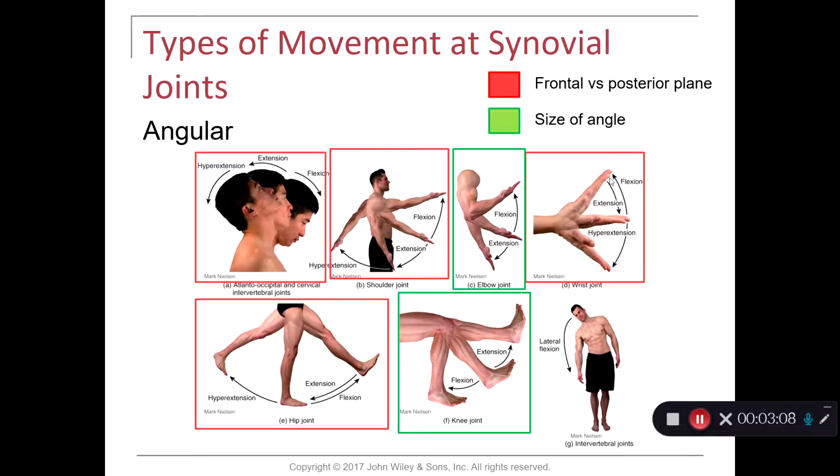Now, what do I mean by the size of the angle for these two in the green box, the elbow joint and the knee joint? Well, if you are decreasing the angle of your knee or your arm, then you are flexing. Just like your biceps. You say, hey, show me the gun show, and you flex. That is flexion.